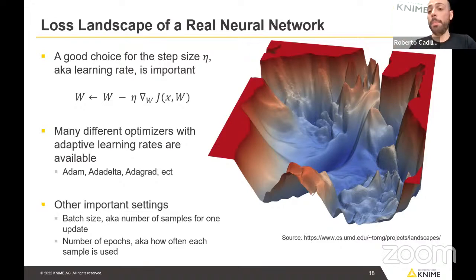And another important parameter that we can choose is the number of epochs. So basically, how often each sample is being used during our training. Usually, if we increase the number of epochs, we tend to have better performance, but at the cost of stretching the training time, which is something we need to consider as well.